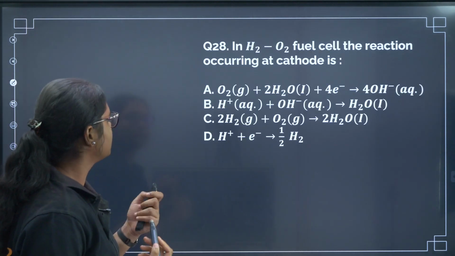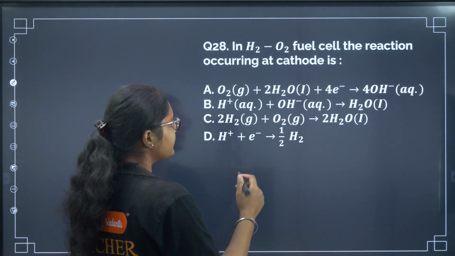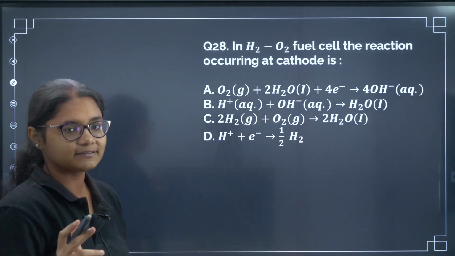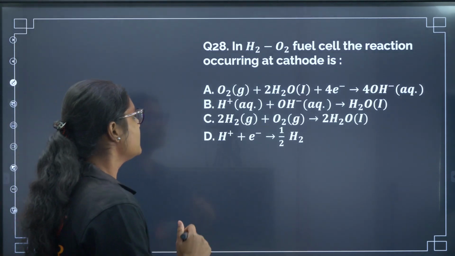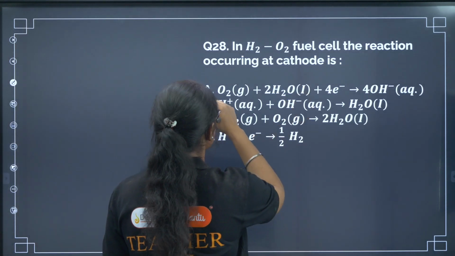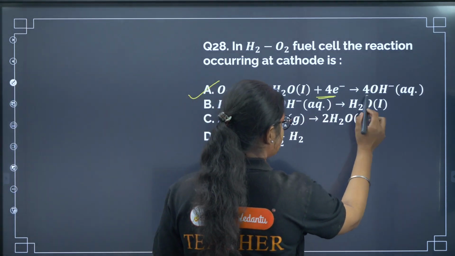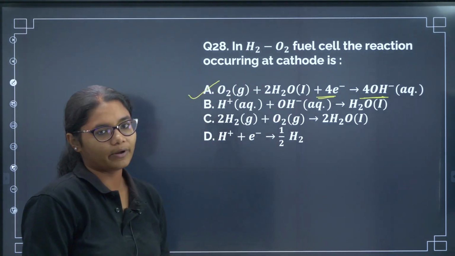Okay. Next. In a fuel cell, the reaction occurring at the cathode. Again, for the fuel cell and lead cell, I told you to remember the reactions. The reaction occurring at the cathode is option number A. O2 will gain 4 electrons to get converted to 4 OH minus.